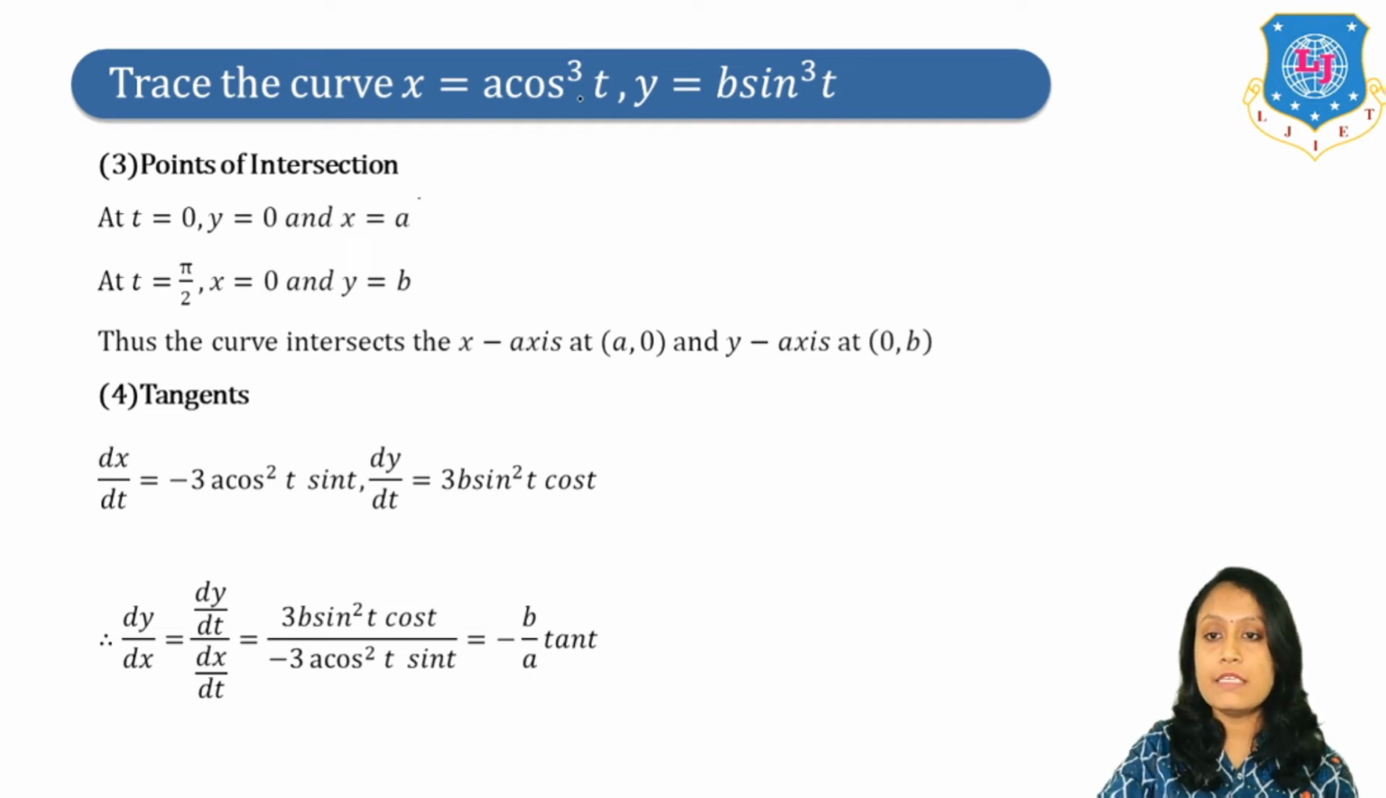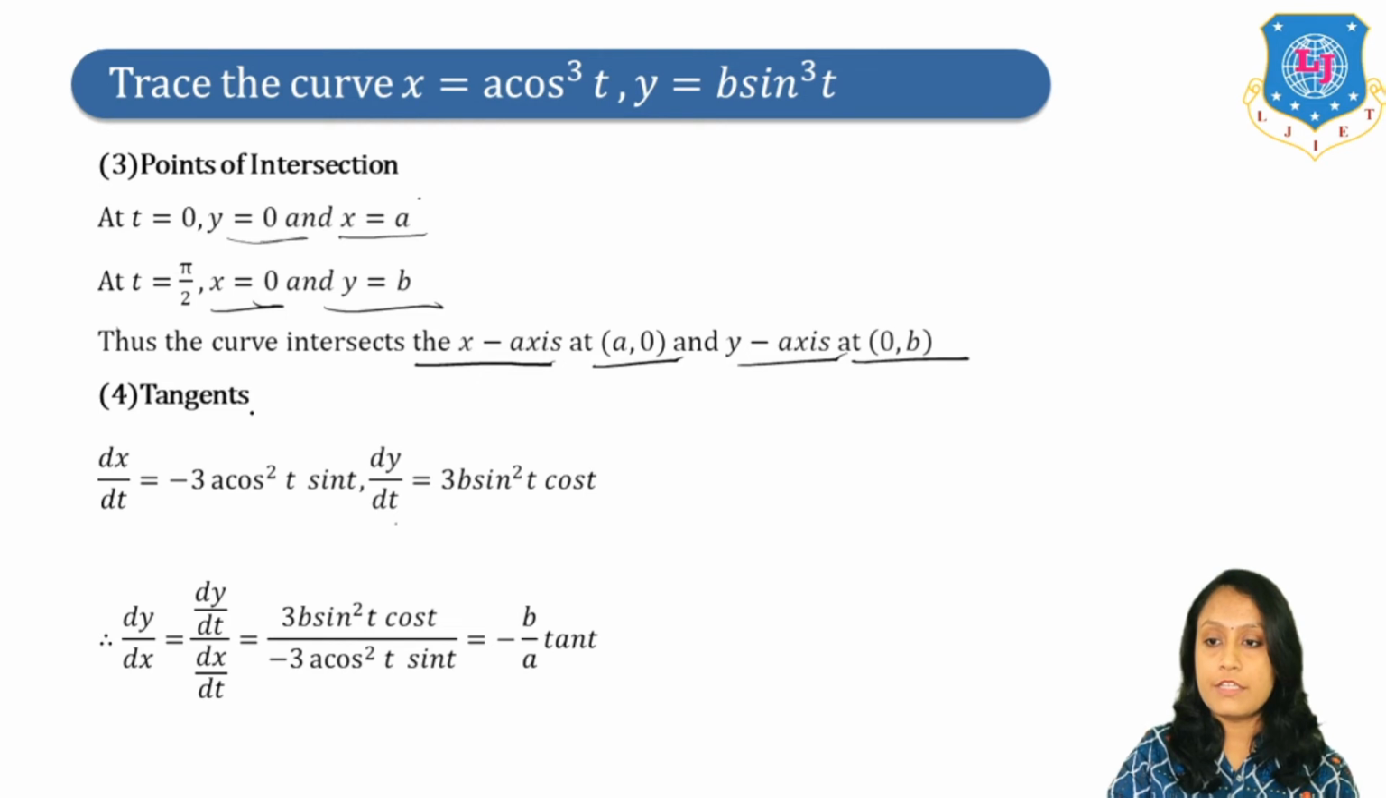So at t = 0, if you substitute t = 0, x becomes a, because cos 0 is 1, and y becomes 0, because sin 0 is 0. And at t = π/2, substituting π/2, x becomes 0 and y becomes b. So the curve intersects the x-axis at (a, 0) and the y-axis at (0, b). These are the intersection points.